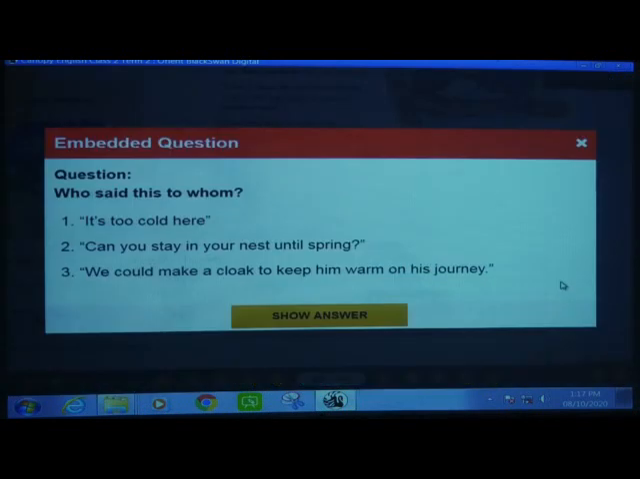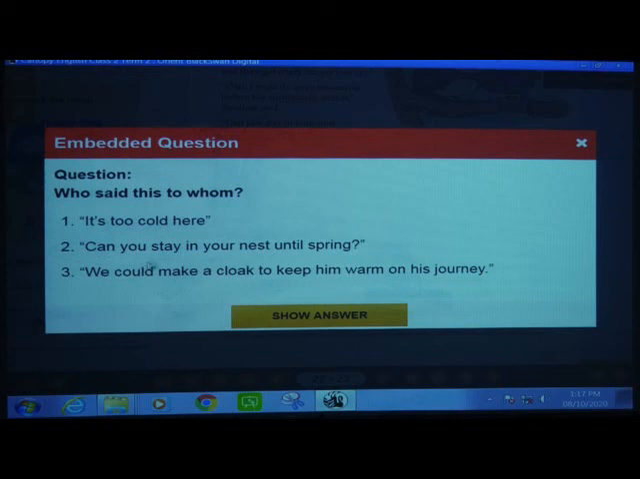Here we have one question. Who said this to whom? Means किसने किसको बताया? It's too cold here. Who said this? Swallow. Good. But to whom did he say it? To the Owl.